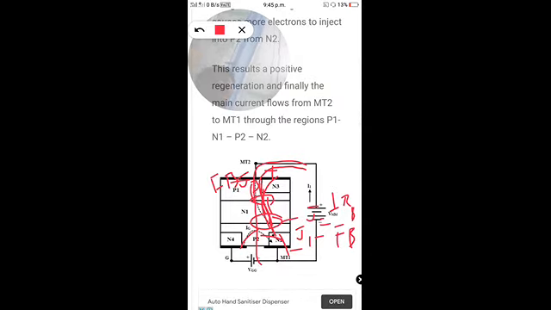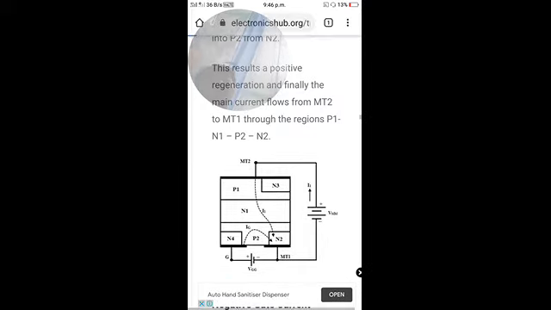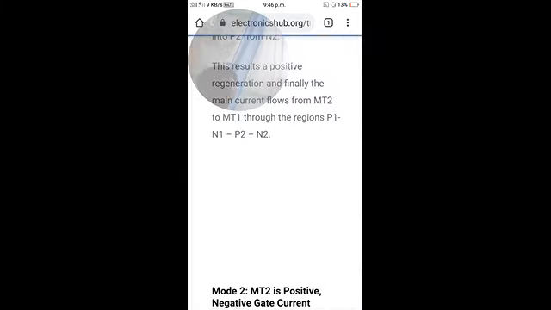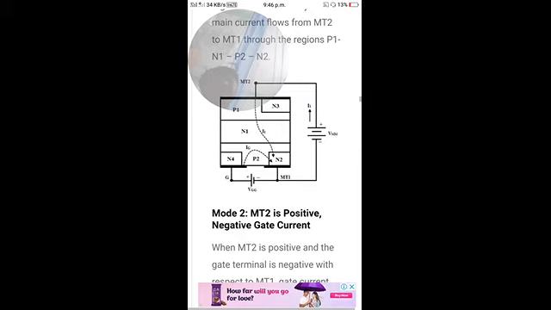So the current will flow from P1, N1, P2, N2. Since electrons are moving from bottom to top, the gate current will flow from top to bottom, that is P1, N1, P2, N2. So this is mode 1 of operation.